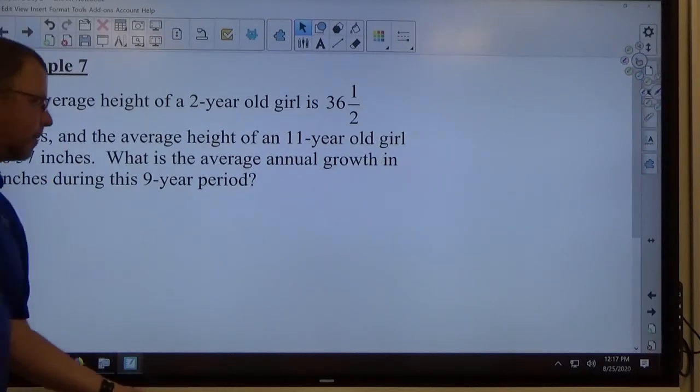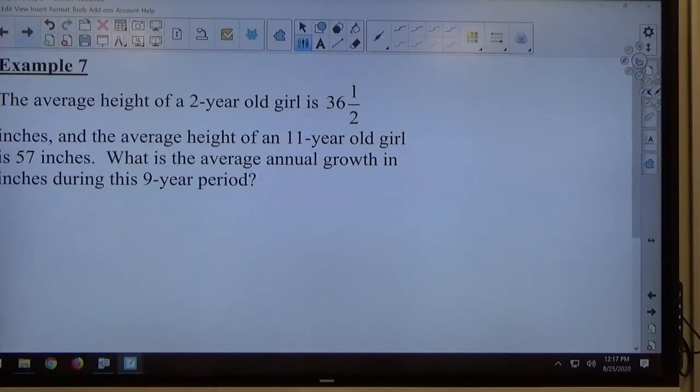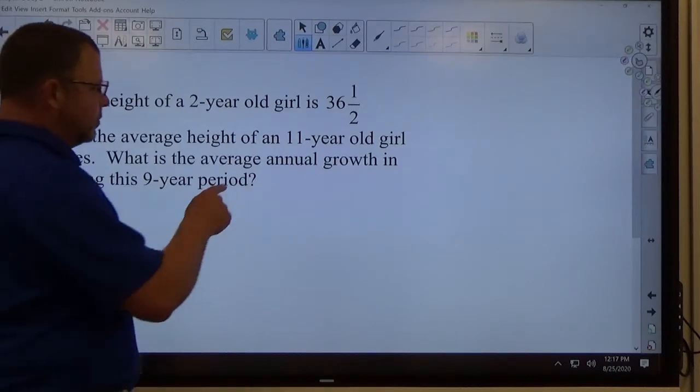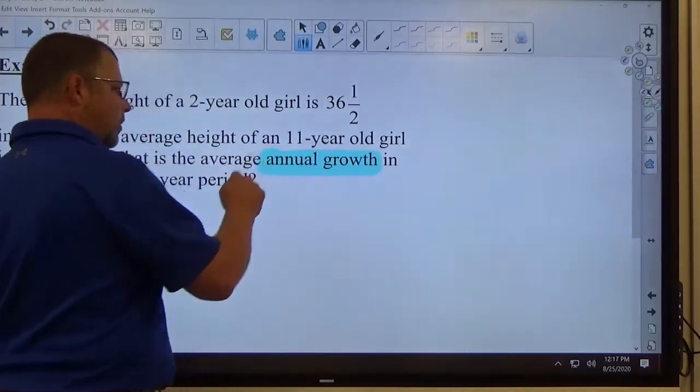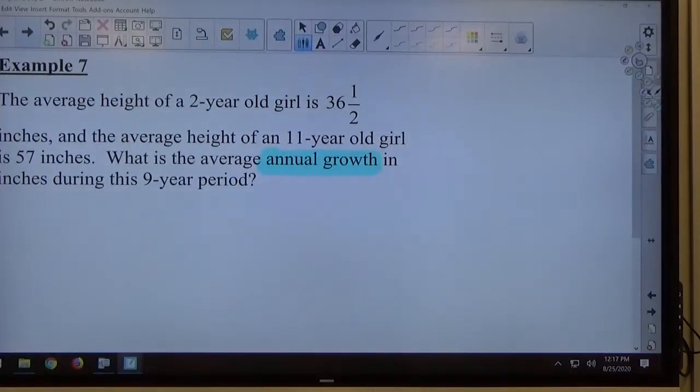So, first of all, let's look at a couple words that you may or may not know. I don't know what your vocabulary skills are, but what does annual growth mean? How many times someone hits a growth spurt? Nope. Yearly growth. Annual means yearly. All right? So when it says, what's the average annual growth, they want to know how many inches she's growing per year.